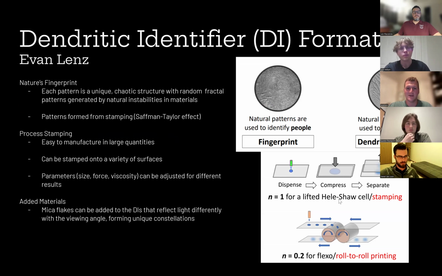Dendritic Identifier, or DI formation. You can think of the DI as nature's fingerprint. When we form these structures, random instabilities in the material create chaotic, fractal-like patterns. Because those instabilities are never exactly the same twice, every DI ends up with a unique pattern.